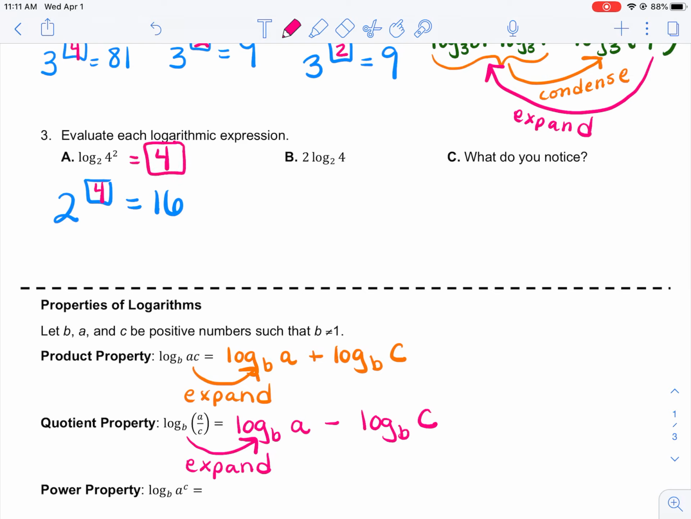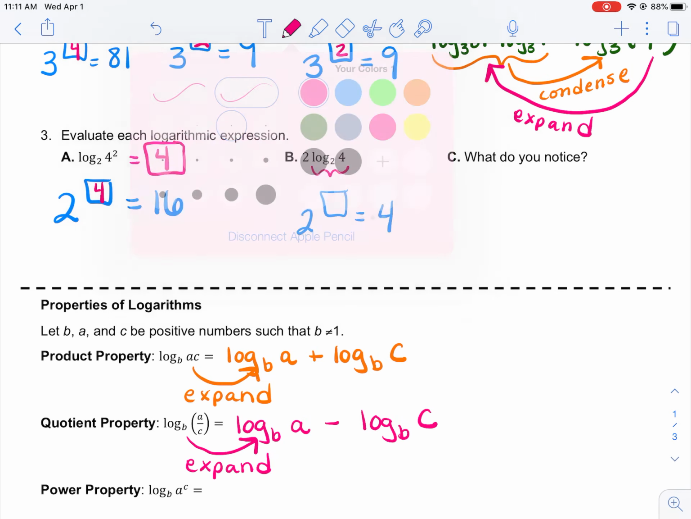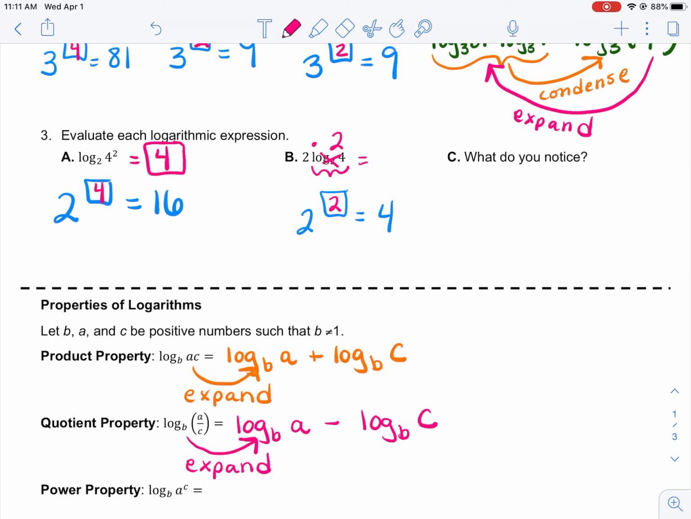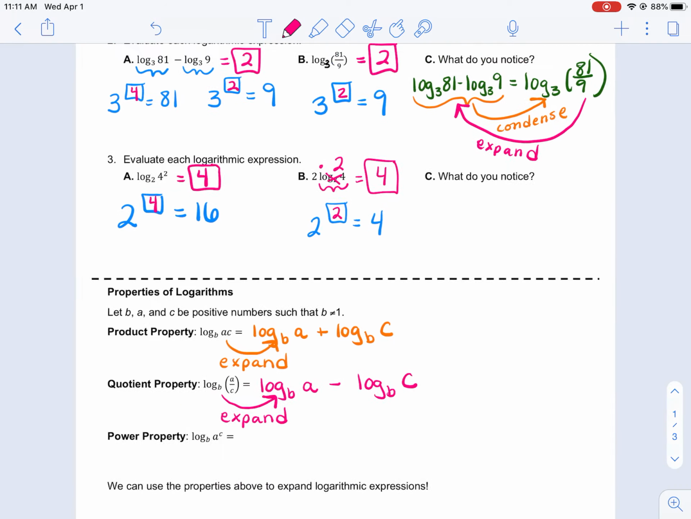All right, and part B, it says, what is 2 times log base 2 of 4? Okay, well, let's figure out what is log base 2 of 4. So 2 to what power equals 4? Well, 2 squared is 4. And so this expression equals 2. And so now we have to do 2 times 2. And our answer is also 4.